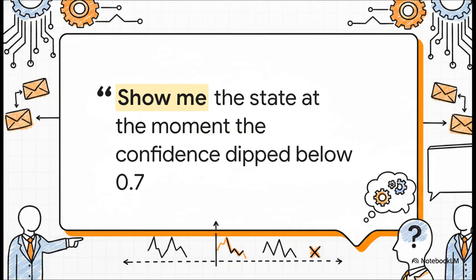"Show me the state at the moment the confidence dipped below 0.7 on packet 1407." Your stomach completely drops, because you realize in that exact moment your system has literally no way to reconstruct it. The agent ran, the packet was delivered, but that intermediate state is just gone.